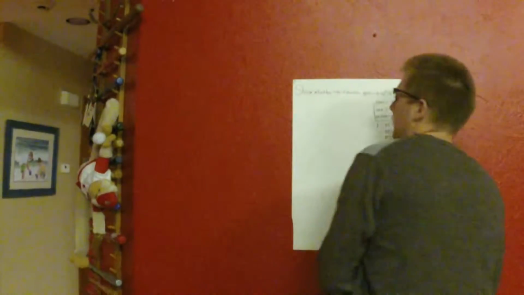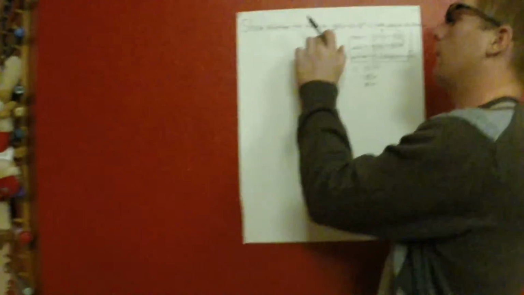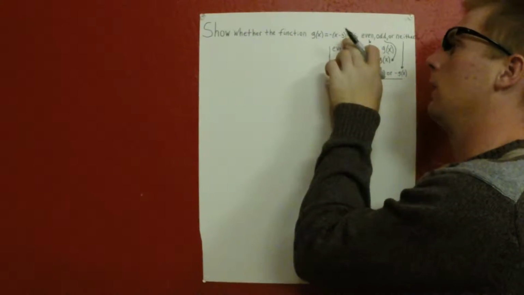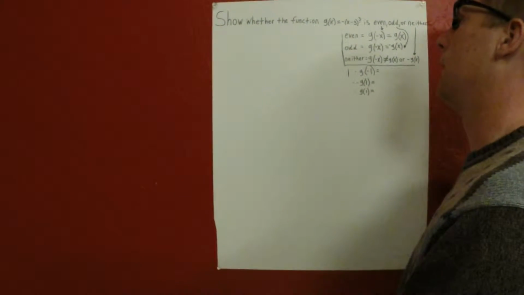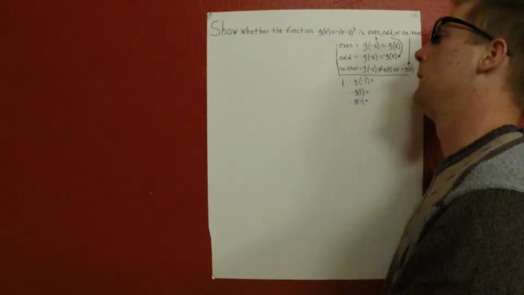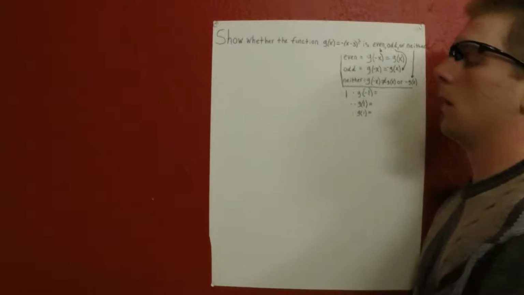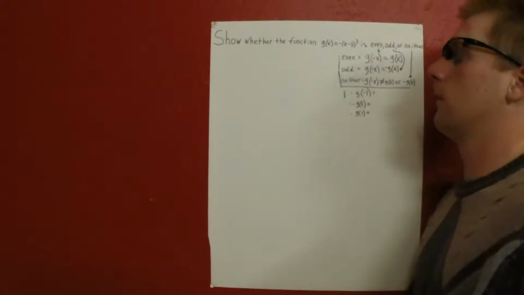Today I'm going to show you how to determine whether the function g of x equals negative (x minus 3) cubed is even, odd, or neither. Now you might be thinking you can just look at this problem, see this power of 3 exponent, and say, oh, it's an odd equation.